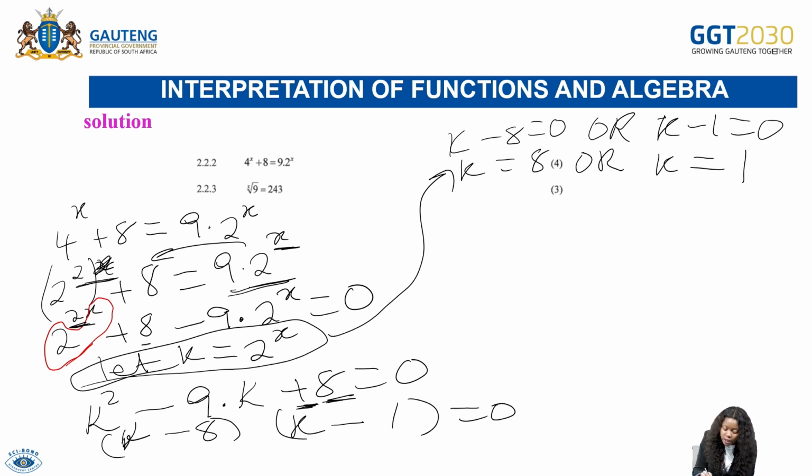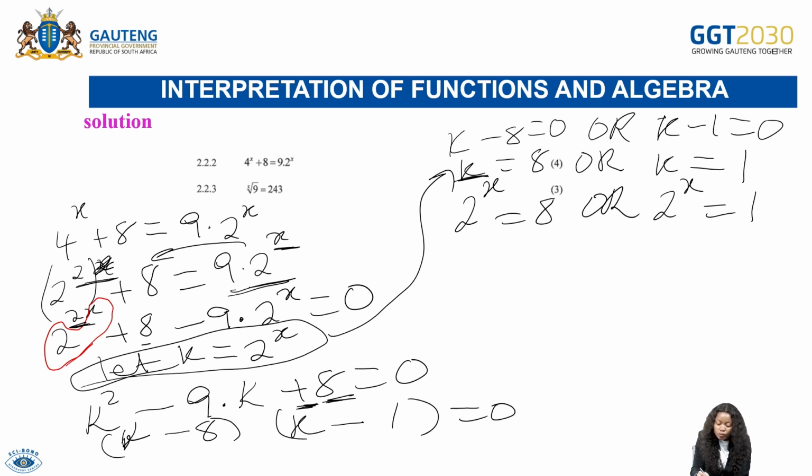So you'll have 2 to the exponent x, where there is k, equals 8, or where there is k again, you'll have 2 to the exponent x equals 1. So you have 2 to the exponent x equals 8. I can write it as a prime base, and it's going to be 2 to the exponent 3. Remember, if you can't write a number as a prime base, you can just use a calculator. No one will notice that you have used a calculator.